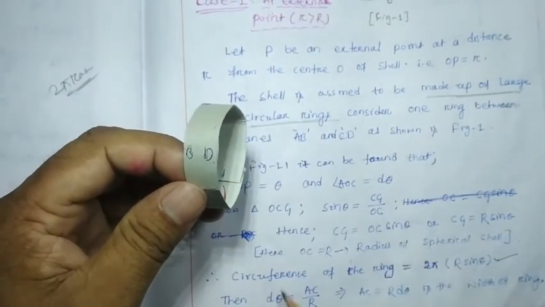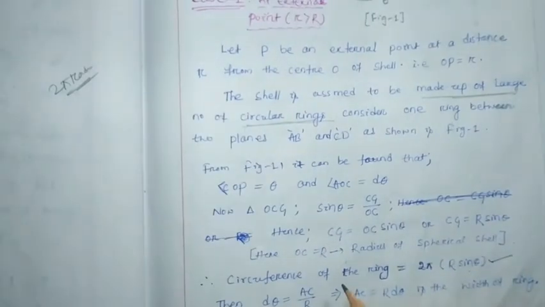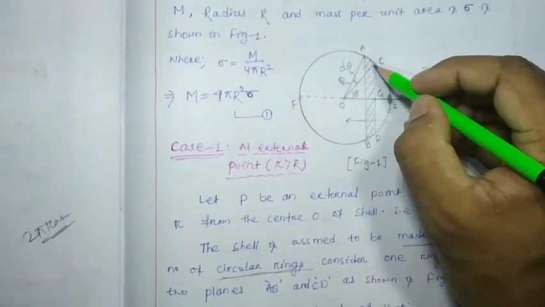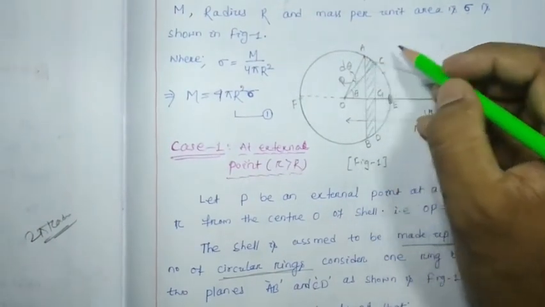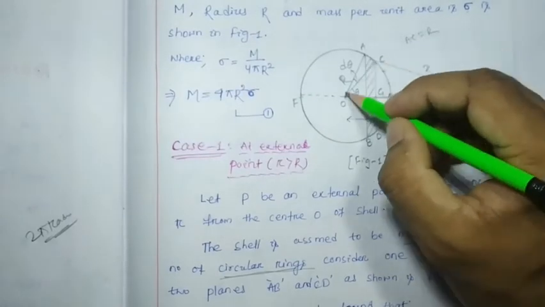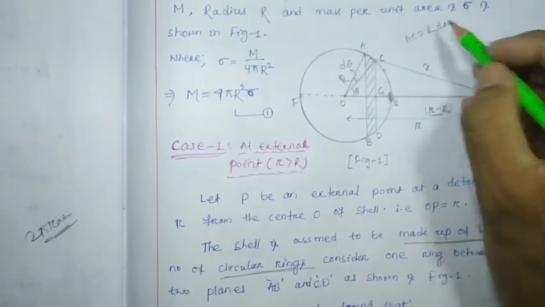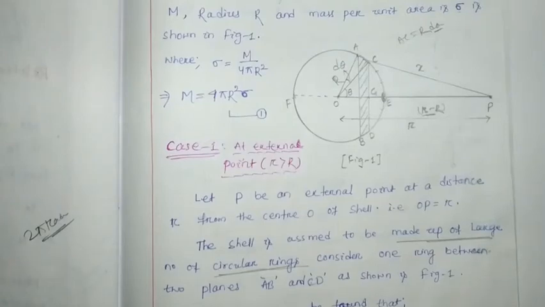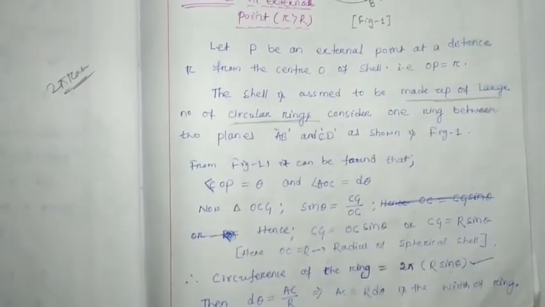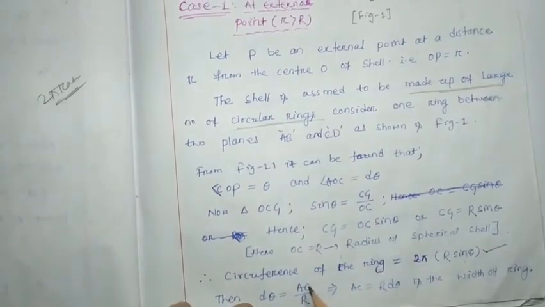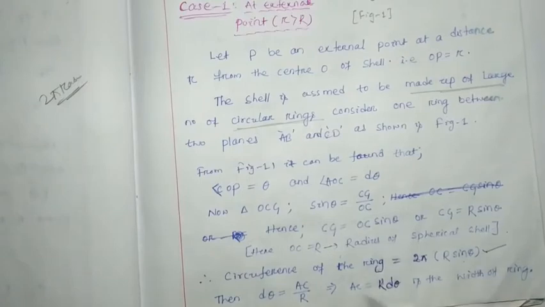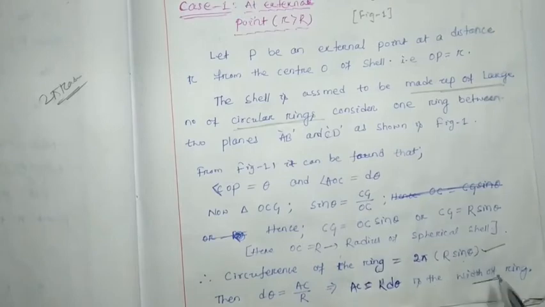Then d theta equals AC by r. See, this is a small arc. We know that this arc AC will be r into d theta. So obviously d theta will be AC by r, right? So it has been written over here: AC equals r d theta, which is the width of the ring.